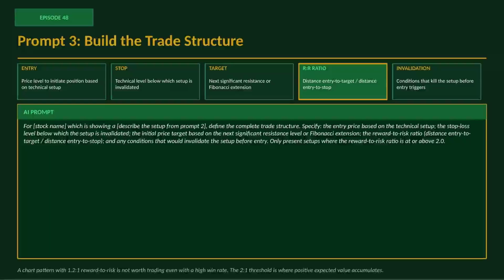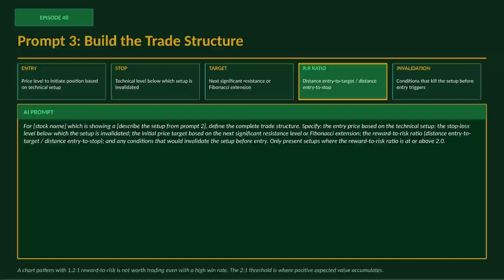level, below which specific technical level would the setup be invalidated, the initial price target based on the next significant resistance level or Fibonacci extension, the reward to risk ratio, dividing the distance from entry to target by the distance from entry to stop, and any conditions that would invalidate the setup before entry, such as a break below a key level or a deterioration in sector conditions.